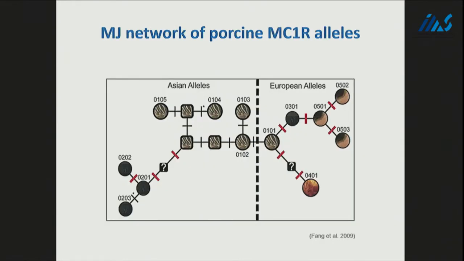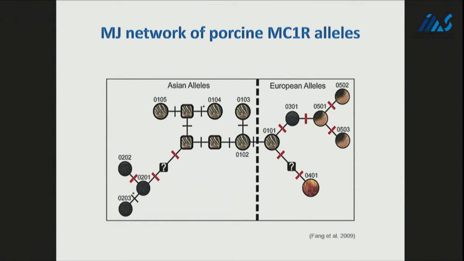Now, the MC1R gene has been widely studied in pigs, mainly by Fang et al. in 2009. They published this network of the alleles or haplotypes, and they used domestic and wild animals from both Asia and Europe. All these alleles here are found only in wild boar populations. They differ from each other by synonymous mutations, as could be expected for a wild population.